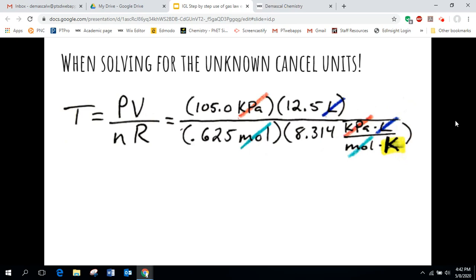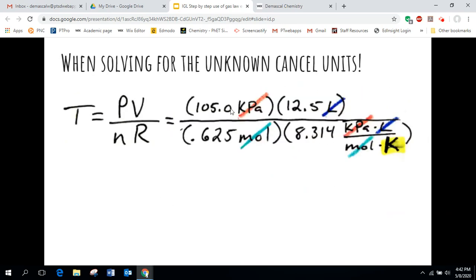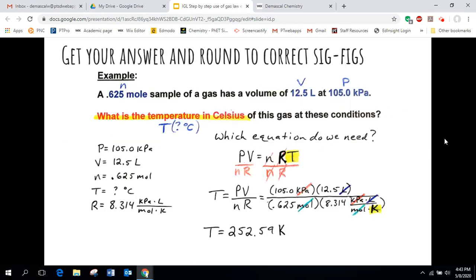So you can see our kPa in the pressure cancels out with the kPa in the R value. That's why we have to pick the right R value that has the same pressure unit as the given pressure, or we've got to convert our pressure so that it matches the R value. Liters and liters, they cancel. Moles and moles cancel. We're left with Kelvin. If we do the math here, we get 252.59 K.